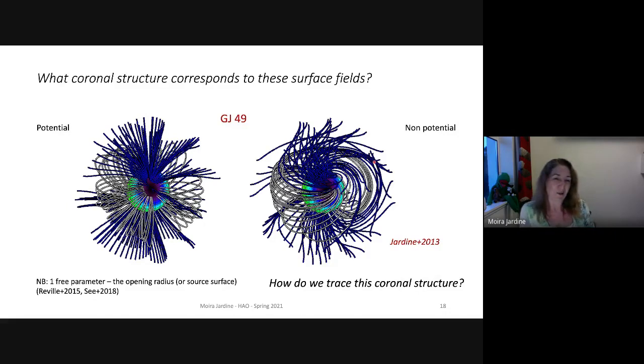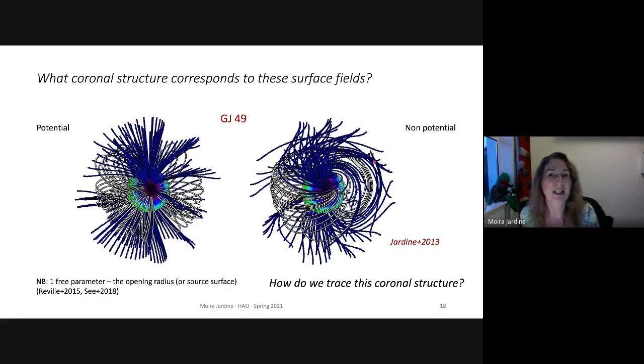Now, one of the difficulties in observing other stars is we only observe the magnetic field at the surface. So we only get the helicity density, which is measured at the surface. If we want to fully understand the structure of stellar magnetic fields, we need to understand how they can be extrapolated out into the corona. And there are many different ways of doing this.